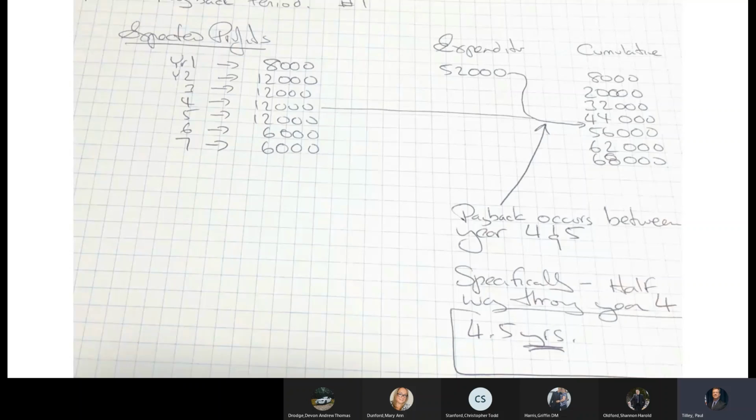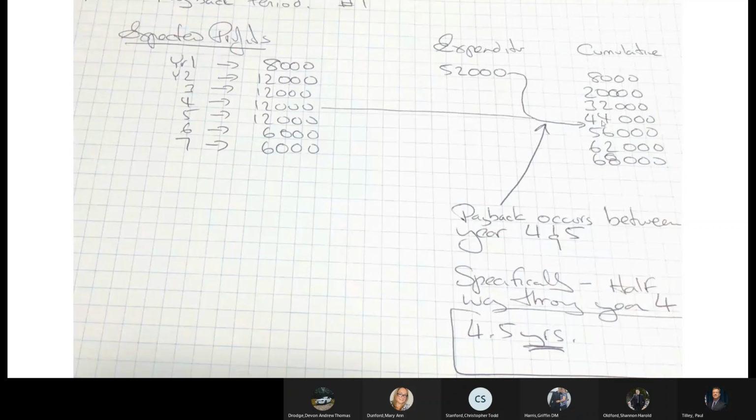No present value calculation there at all. It's just straightforward. We put in $52,000, and I've drawn this little line here to indicate where we cross that $52,000 line, somewhere in year 4 through to year 5, between there and there.